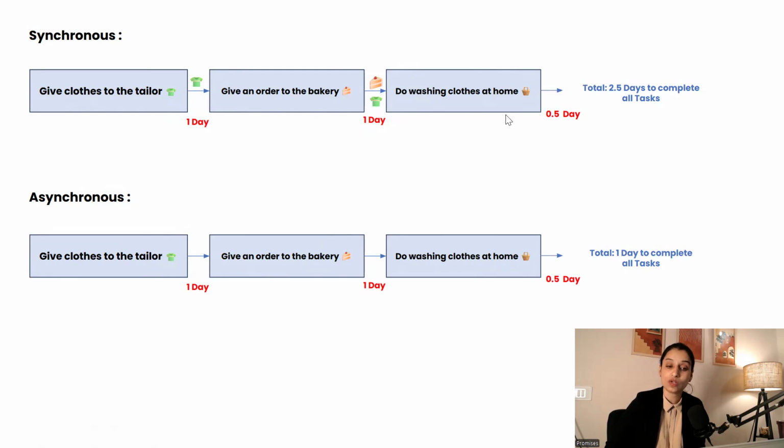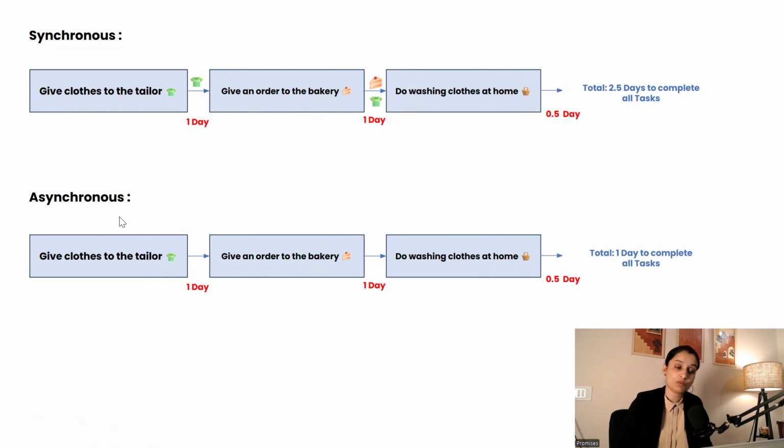So in synchronous behavior, we got 2.5 days. We have to spend 2.5 days to complete three tasks. But in asynchronous behavior, within one day, all three tasks will be completed. So we got a fast response, right? That's why we follow asynchronous programming in JavaScript.